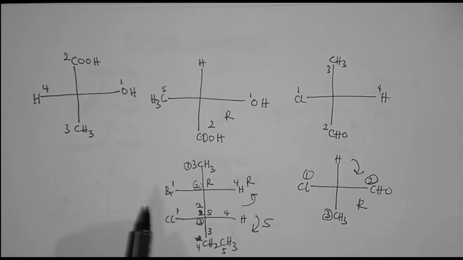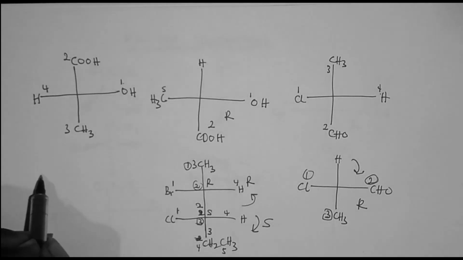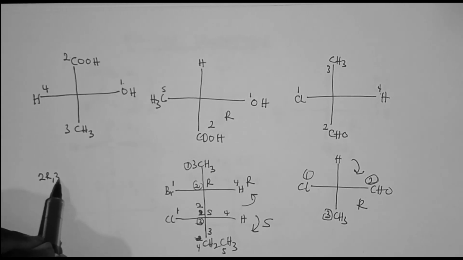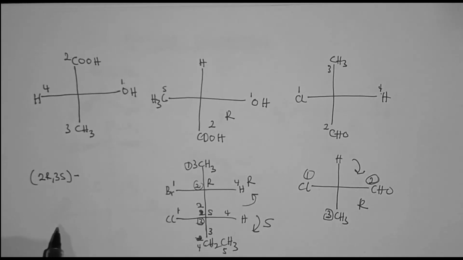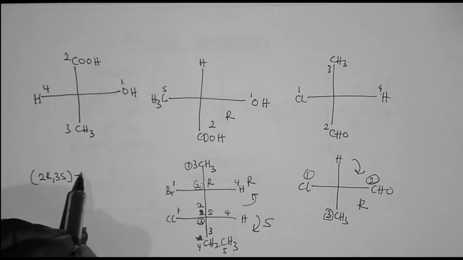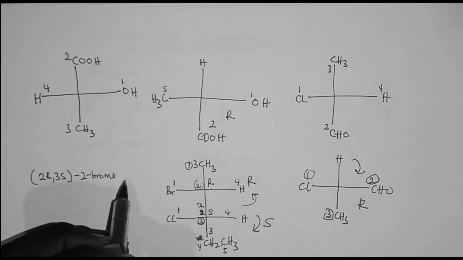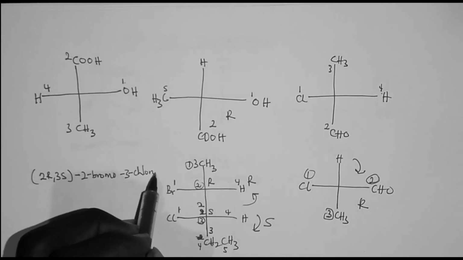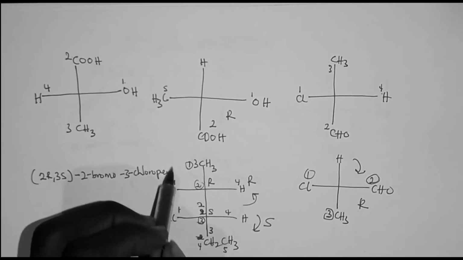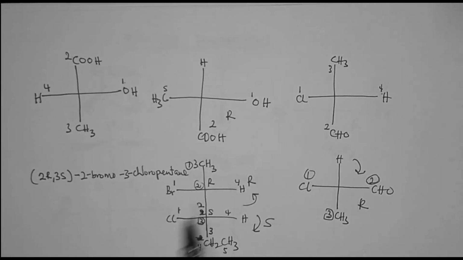So the bromine is at 2R. So this becomes a 2R and then 3S. We put that in brackets. Then we'll get 2-bromo and then 3-chloro pentane. So this is the name of this molecule.